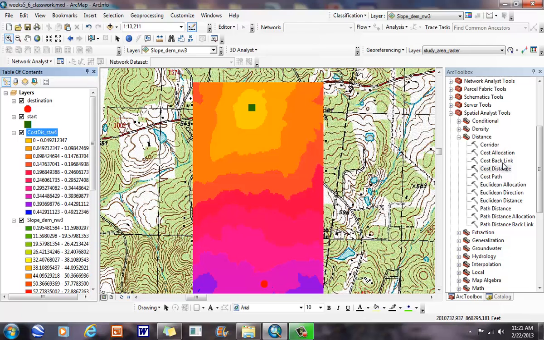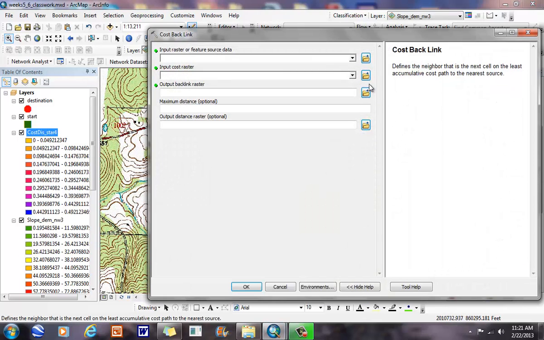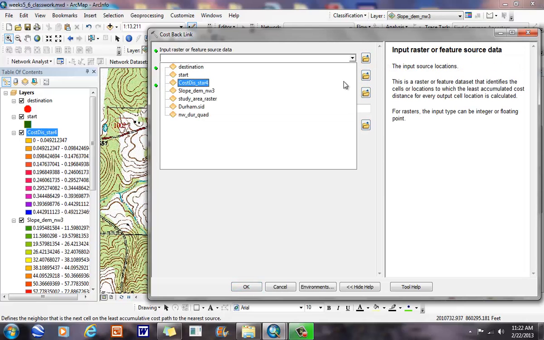Okay, the next thing we're going to calculate is a backlink, and this is just going to give me the direction, the next cell on the least accumulative path to the nearest source. So this is just going to give me the direction that I'm going to go so I can get from my source to my destination. In this case, we haven't determined the destination yet. So as we travel along, we're going to figure out the cell that has the least cost.